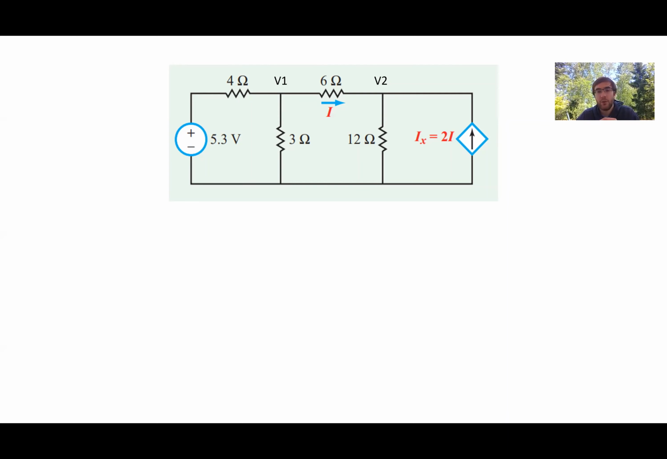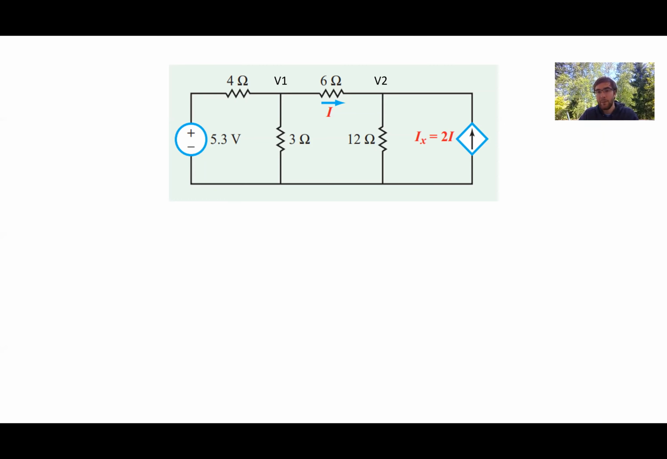Now, a dependent current source, all it is, instead of a constant, you have an equation. And that equation is almost always some sort of manipulation of some other value somewhere in the circuit. So in this case, the current going from the bottom to top on the right-hand side is 2 times the current from left to right across the 6-ohm resistor, right?